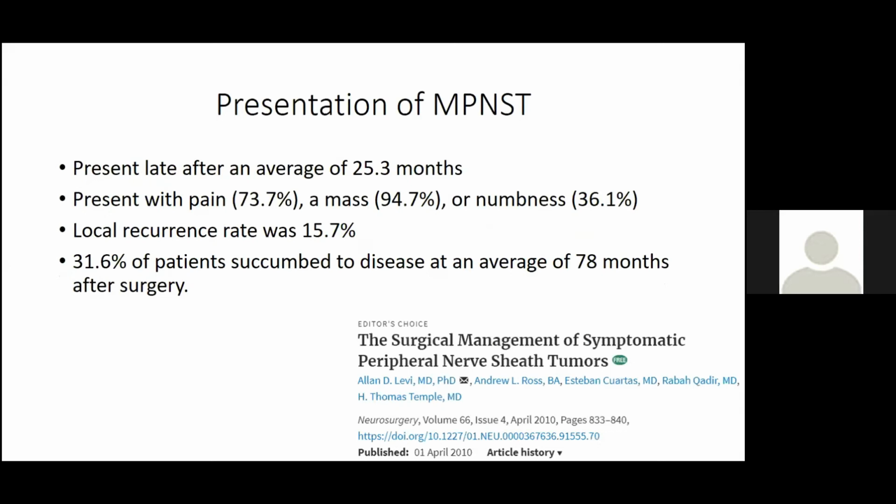So in one large series, these patients tended to present late. They presented like 25.3 months after presentation, and they often presented with pain, 70%, a mass, 94%, or numbness, 36%. And the local recurrence rate after resection was 15.7%, so they need to be monitored for any evidence of recurrence. And about 1/3 of patients succumb to disease at an average of 78 months after surgery.